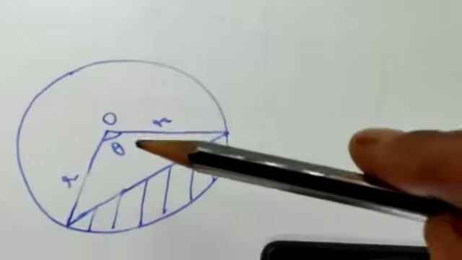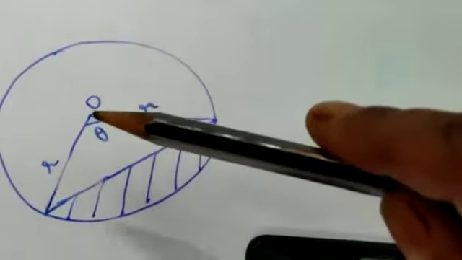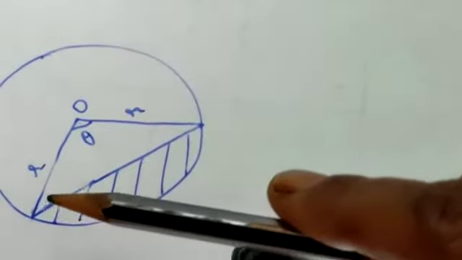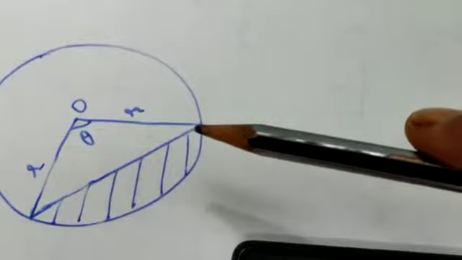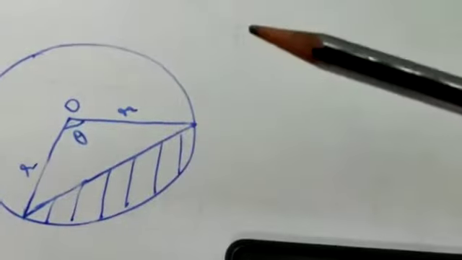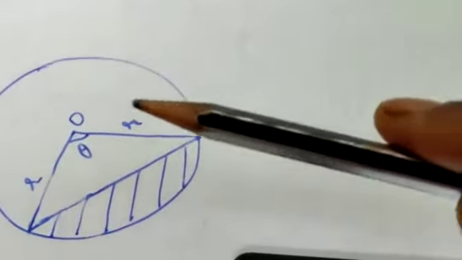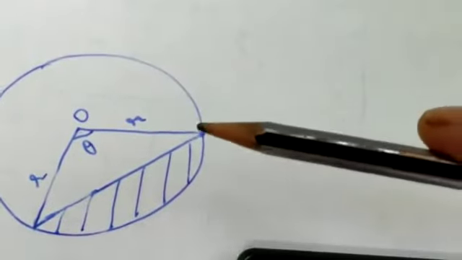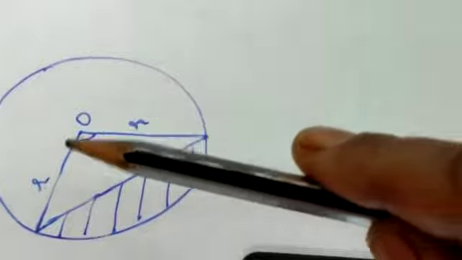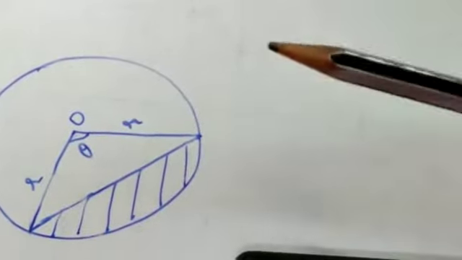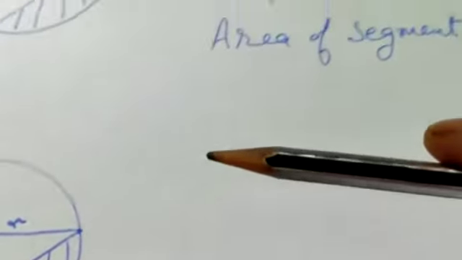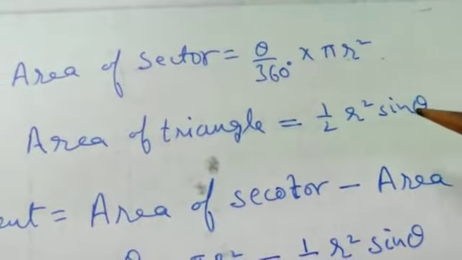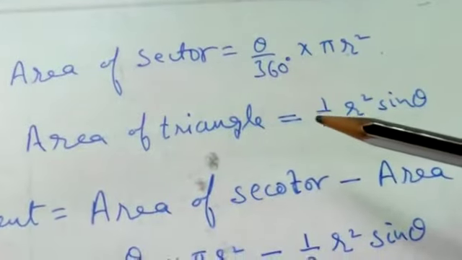But what about the area of this triangle? For finding the area of this triangle by the formula half base into height, we must have the base of this triangle and the height of this triangle. But we don't have this. And for using the Heron's formula for finding the area of the triangle, we must be having all the three sides of the triangle, which we also don't have. So what we do? We'll use the formula half r square sine theta for finding the area of triangle.